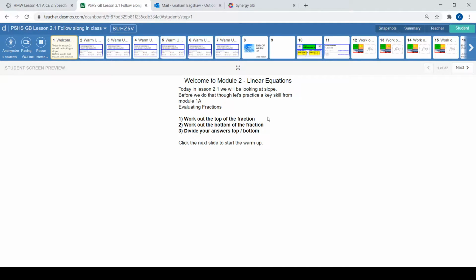So when you're doing that, just remember from that first unit, you're going to work out the top of the fraction, the numerator, you're going to work out the bottom of the fraction, the denominator, and then you're going to divide your answer. Click the next slide to start the warm-up.